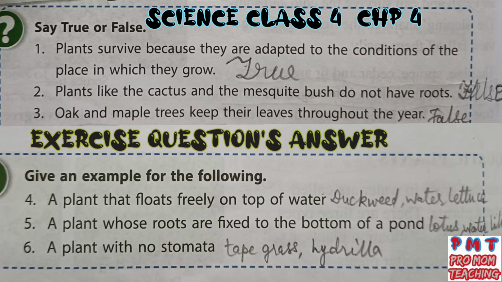Give an example for the following. Fourth, a plant that floats freely on top of water, known as floating plants. Example: duckweed, water lettuce, water hyacinth. Fifth, a plant whose roots are fixed to the bottom of a pond, called fixed plants. Example: water lily, lotus. Sixth, a plant with no stomata, such as hydrilla and tape grass, that lives completely in water. They are called submerged or underwater plants.